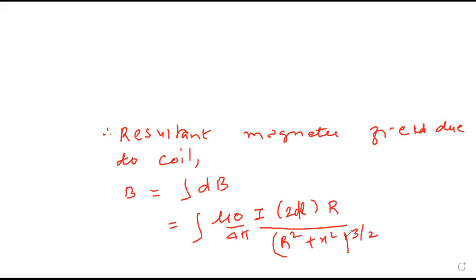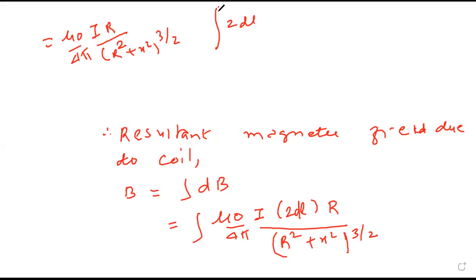Now, whichever constant quantity is present, I will take outside the integration. Mu naught upon 4 pi I into r square plus x square raised to 3 by 2, all are constant. Fixed thing. Integration of 2dl is not constant. Now, why did I take 2dl?